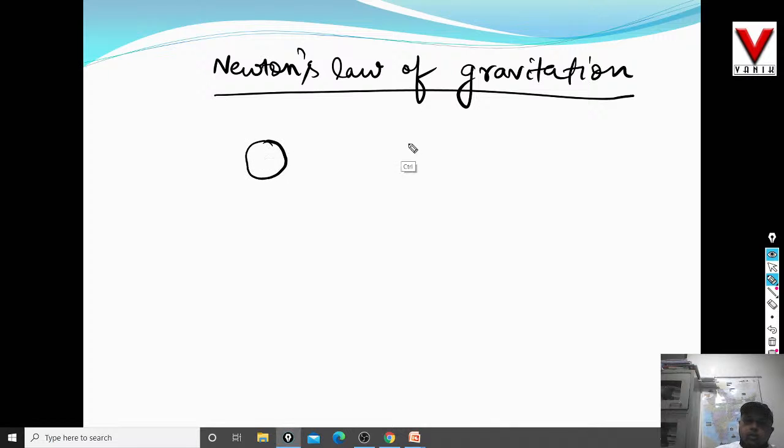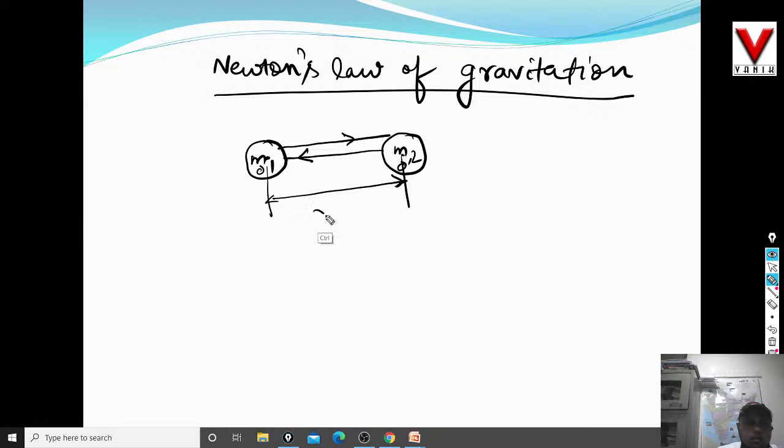So we are having two bodies here. One has mass m1, and there is another body having mass m2. So now m1 is attracting m2, and m2 is also attracting m1. Now this force of attraction is known as gravitational force. He stated that, say, this is the center of body m1, O, and this is the center of body m2, O dash. Say the distance between these two bodies is R.